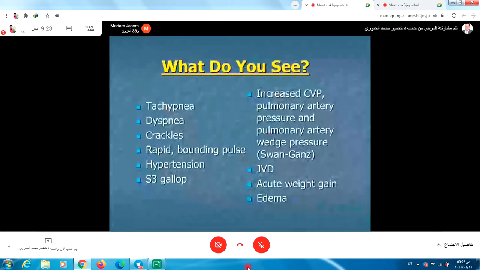Increased central venous pressure, acute weight gain, jugular vein distension, JVD, and edema. All these are signs of hypervolemia.